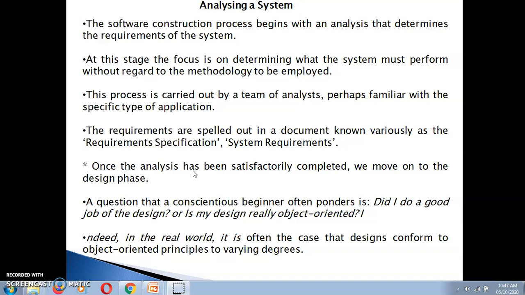A software construction process begins with analysis that determines the requirements of the system. To analyze any system, we first have to determine what the system requirements are. That is the first step to be considered. Next, at this stage, the focus is on determining what the system must perform, what that system is performing, and whether, based on the requirements, it is performing the right action or not. So that is what we are analyzing.